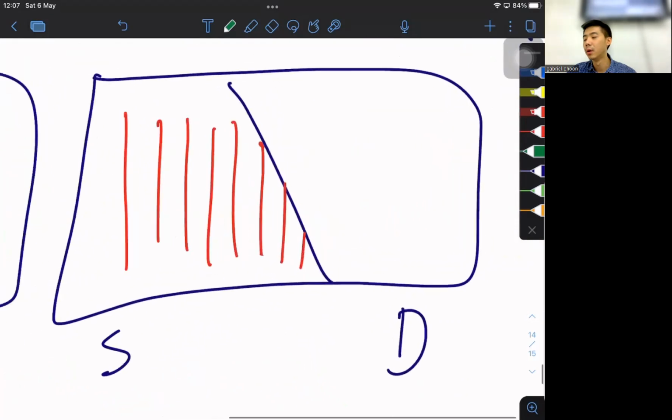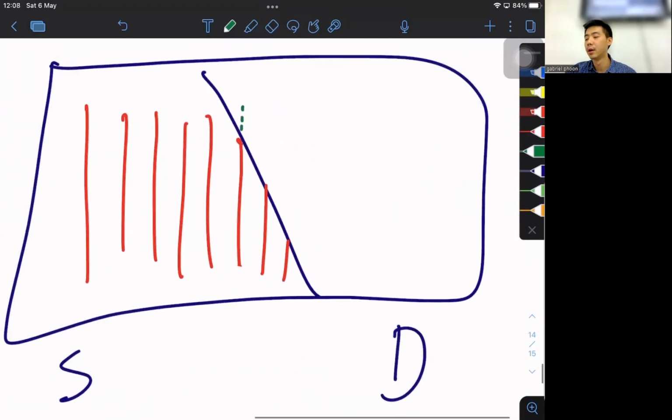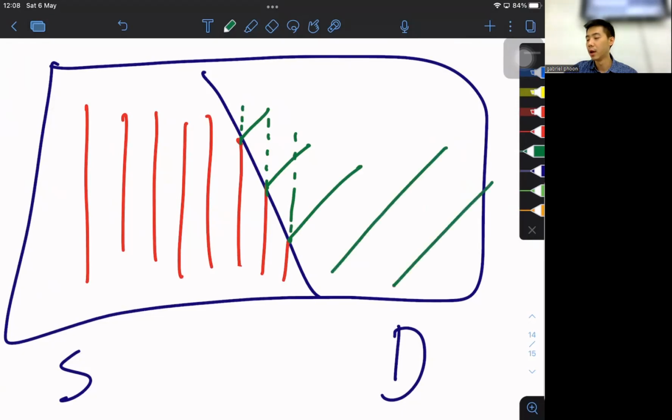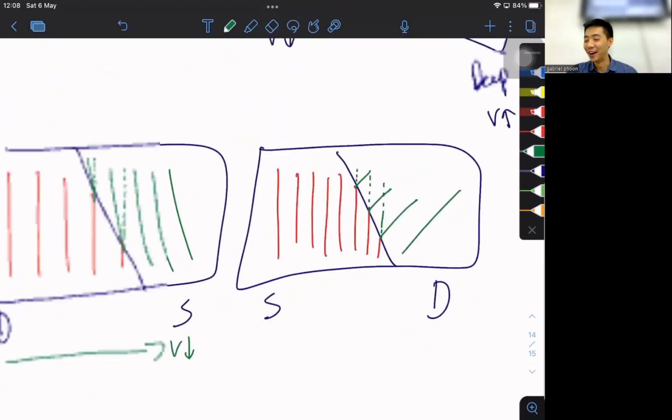Oh, this one here, will it bend towards left or right? Right. Yes, it will bend towards the right because the speed is faster right now. Once you draw the first few, then you just draw the rest of it, and you know that it will go somewhere like this. Okay, everyone, very important.